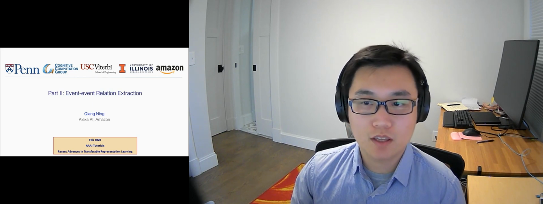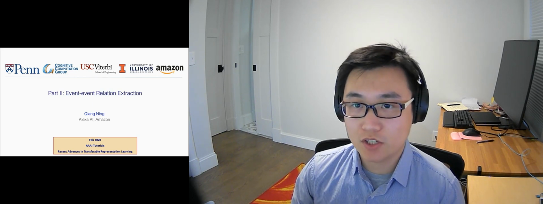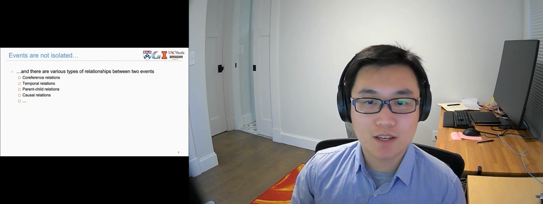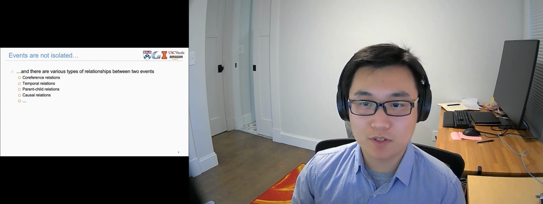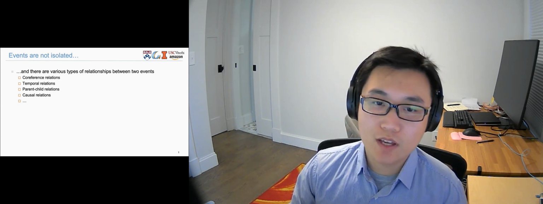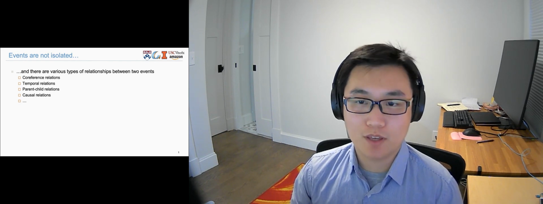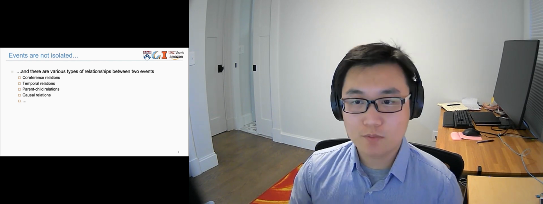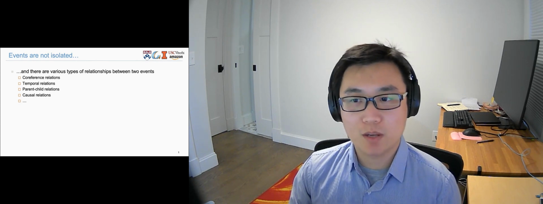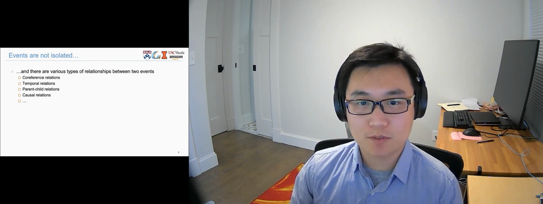I'm going to discuss event-to-event relationship extraction in natural language processing. So far, we have seen how events are defined and represented in the previous part. We must see that events are not isolated, and there are various types of relationships between them. For instance, there are coreference relationships, temporal relationships, parent-child relationships, and also causal relationships.